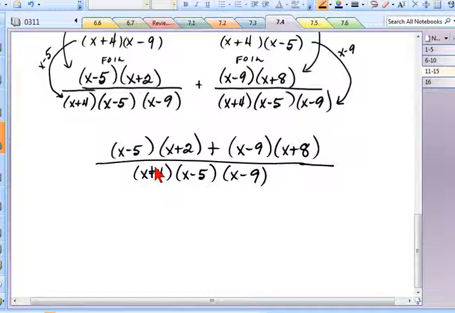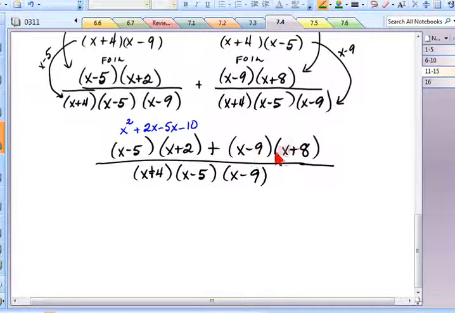All right, I'm going to do this product that I'm pointing to right now by FOIL, and I'm going to write it right here. The product of the first, x times x, is x squared. The outer product is 2x. The inner product is minus 5x. And the product of the last is minus 10. So in just a minute, I'll bring all that down.